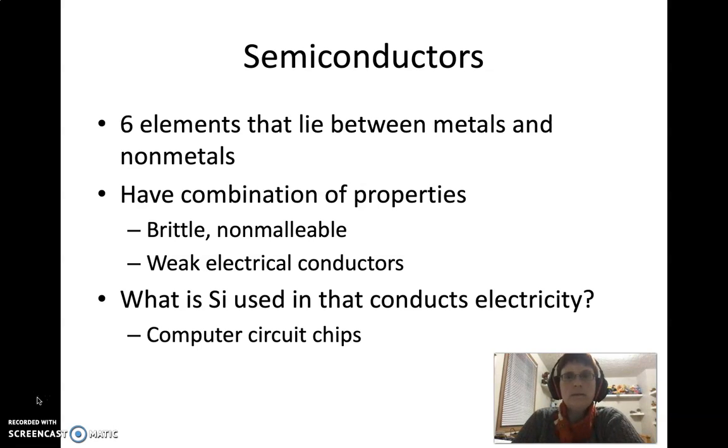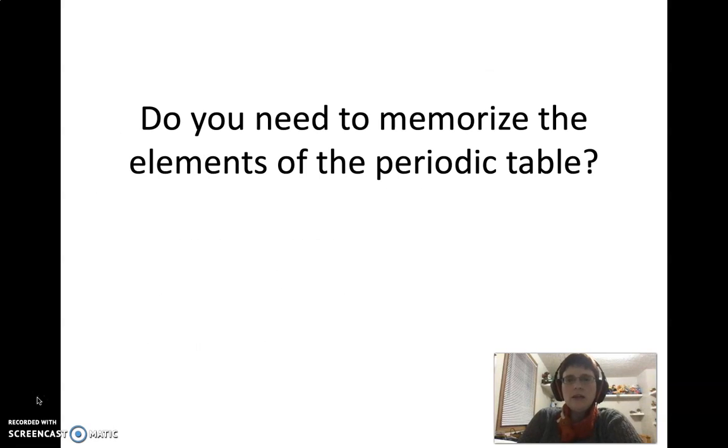This is the fifth lecture of Chapter 8, and we finished off the previous lecture talking about the different groups: metals, nonmetals, the metalloids or semiconductors. And so now we're heading into talking about the organization of the periodic table.